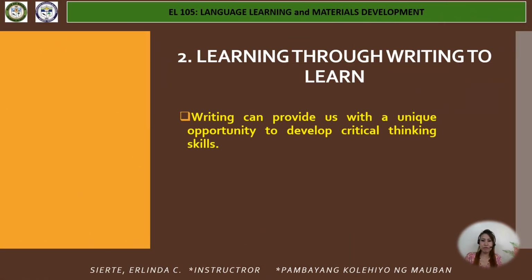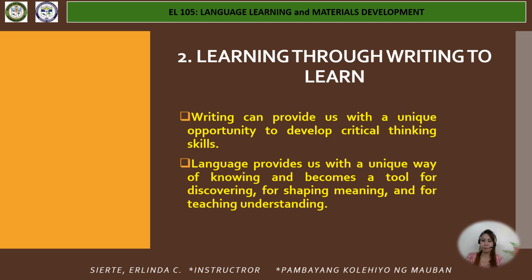Next, let's move on to the second one, learning through writing to learn. All right, so writing can provide us with a unique opportunity to develop critical thinking skills. And language also provides us with a unique way of knowing and becomes a tool for discovering, for shaping meaning, and for teaching understanding.